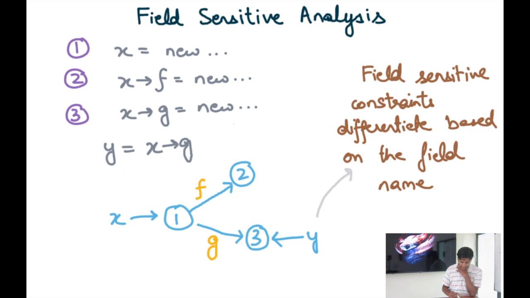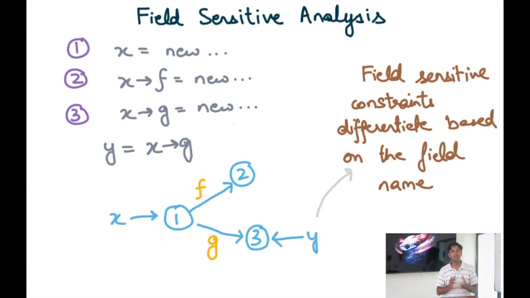Now, let's see the implications. For example, if I do y equals x dot g, then y is dereferencing, looking at the field g, the contents of the field g in the object pointed to by x. So the object pointed to by x is 1, and the field that's being dereferenced is g, so that's 3. And so y, based on this field sensitive analysis, can only point to 3, but not to 2. The field sensitive constraints differentiate based on the field names, because we know that the field g is being dereferenced. And so we can say that y is only pointing to 3 and not to 2. And this is a more precise analysis than the field insensitive analysis that we saw earlier.